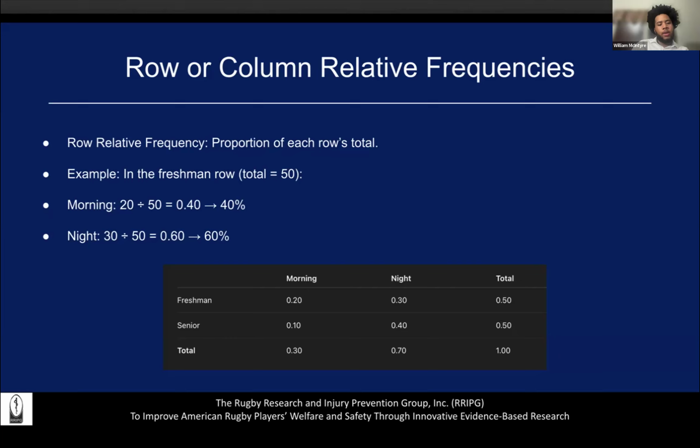You do the same thing for night. So you take the 30 freshmen that prefer to study at night, divided by the total number, which is 50, and that will get you 60% frequency.